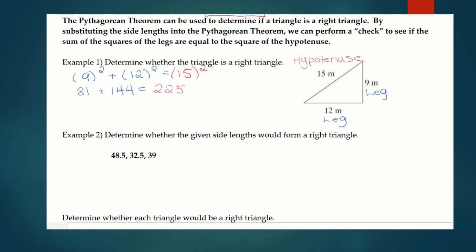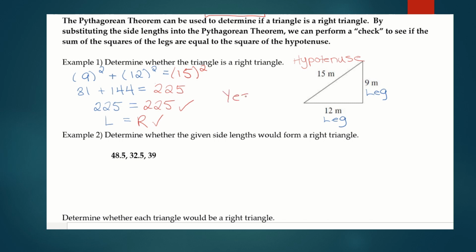So our goal is to get this left side that's in blue to equal the right side that's in red. If these two things are equal, then we have a right triangle. If these two sides are not equal, then we don't have a right triangle. So 81 plus 144, that is 225. Now, does that equal my right side, which is also 225? Yes, it does. When the left side equals the right side, we've got a right triangle.